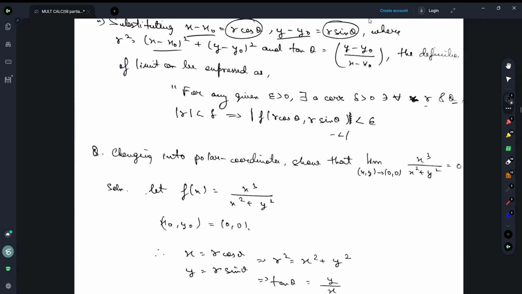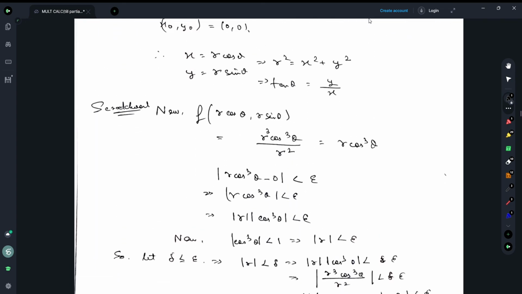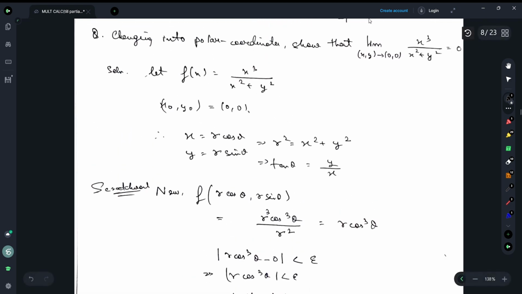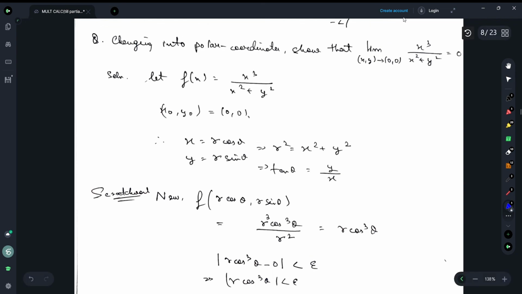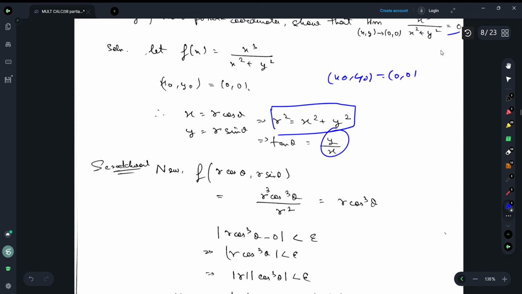Okay, let's take this particular problem into consideration. You are given the function x cube over x square plus y square. You have to prove that the limit of this function tends to 0 as xy tends to 0 comma 0. Clear? So now you take x equals r cos theta, y equals r sin theta, so you get r square equals x square plus y square. We have here x0 y0 equal to 0 comma 0 and tan theta equals y over x. Is it clear? Got it?